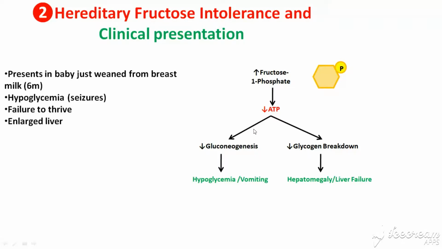Now, the decrease in the gluconeogenesis is going to cause hypoglycemia, and of course hypoglycemia can present as seizures in infants. The hypoglycemia could also lead to failure to thrive. The accumulation of fructose 1-phosphate in the liver is going to lead to an enlarged liver. There's going to be a decreased ability for glycogen breakdown, and this is going to lead to hepatomegaly and eventual liver damage and liver failure.